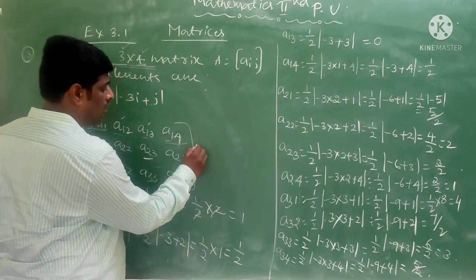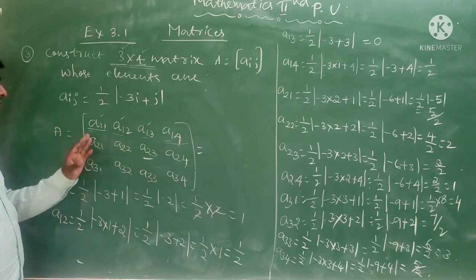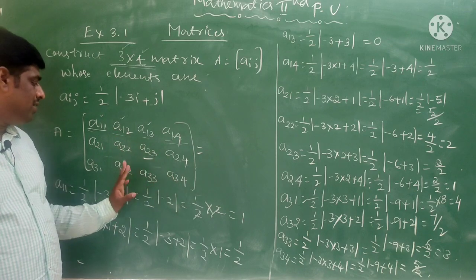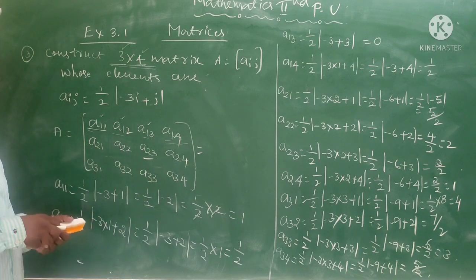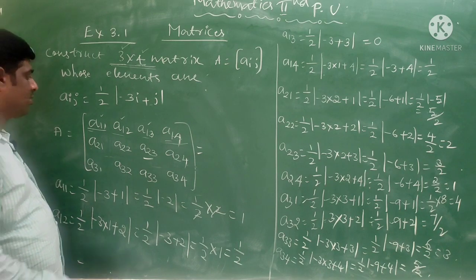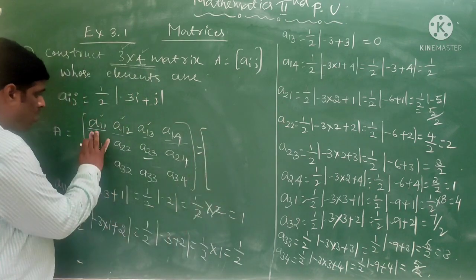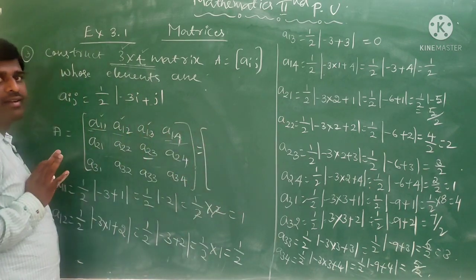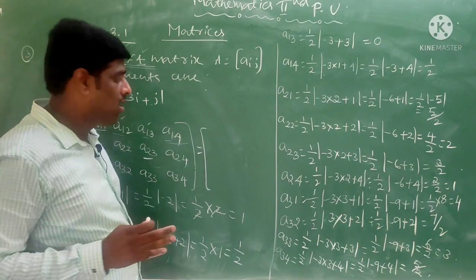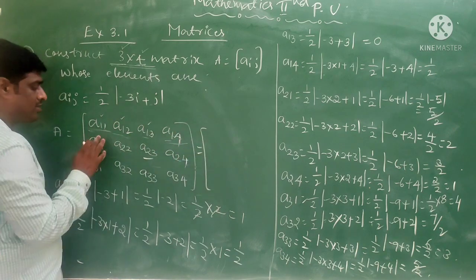Okay. So now we got all elements. That is A11, A12, A13 up to A34. Now I want to write these elements, I want to write the matrix. So first, what is A11? According to this only we can write. So don't write one by one like that. By using this we can write the matrix.